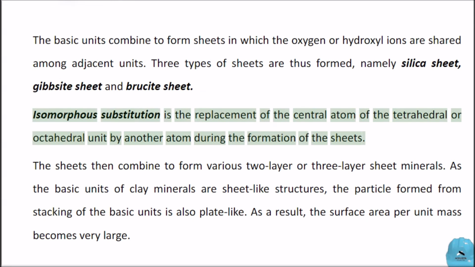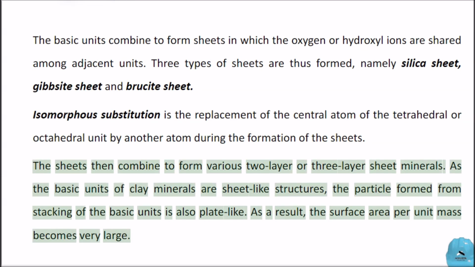Isomorphous substitution is the replacement of the central atom of the tetrahedral or octahedral unit by another atom during the formation of the sheets. The sheets then combine to form various two-layer or three-layer sheet minerals. As the basic units of clay minerals are sheet-like structures, the particle formed from stacking of the basic units is also plate-like. As a result, the surface area per unit mass becomes very large.